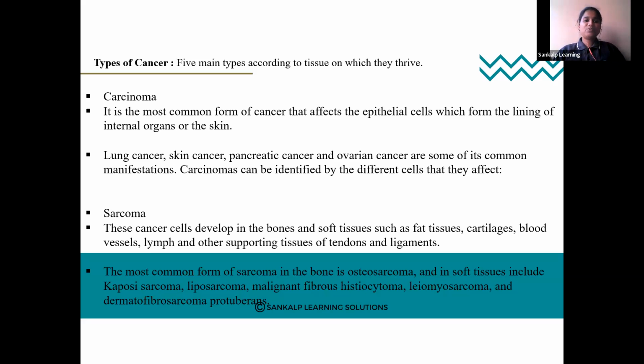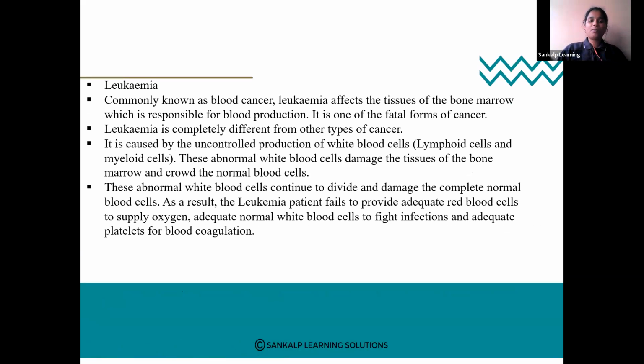Next, when we come to leukemia, which is commonly called blood cancer, it affects the tissues of bone marrow, where usually the erythrocytes take their origin. It is one of the fatal forms of cancer. It is completely different from other types.